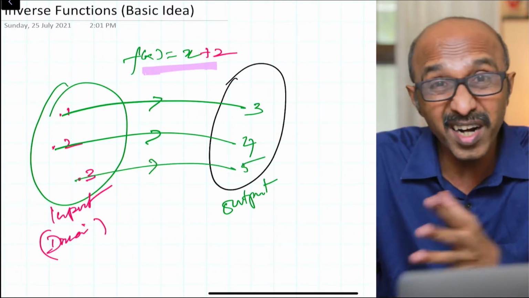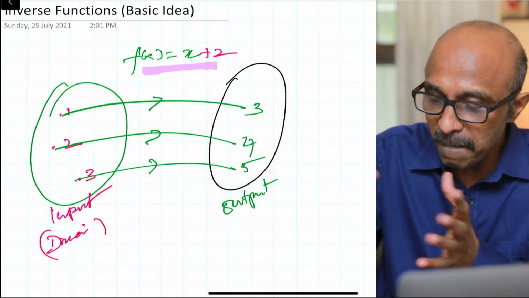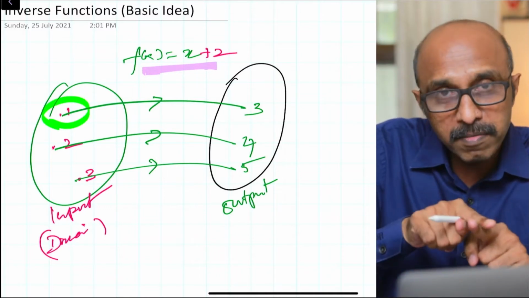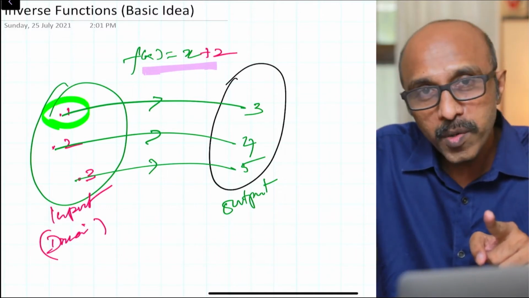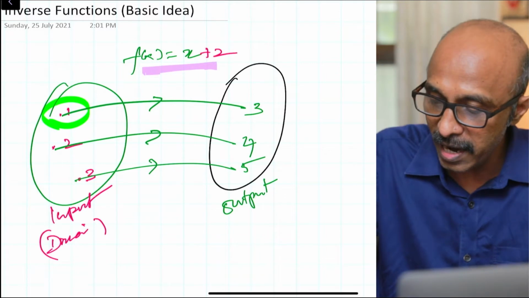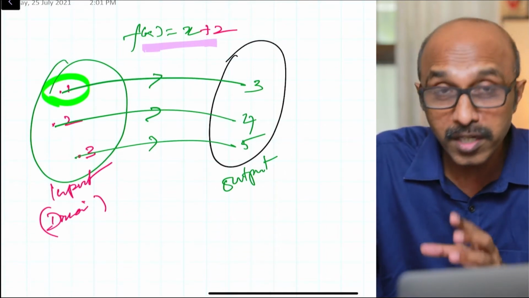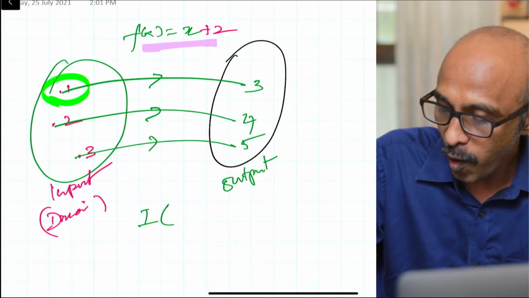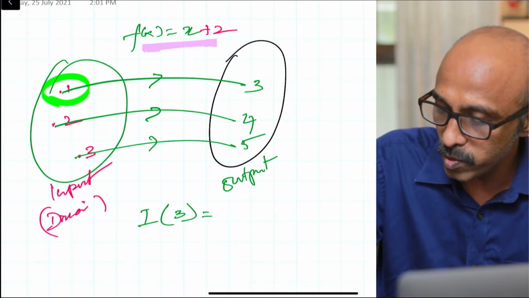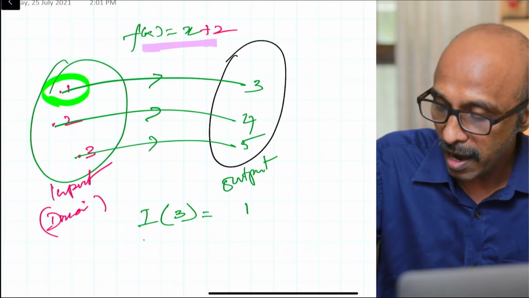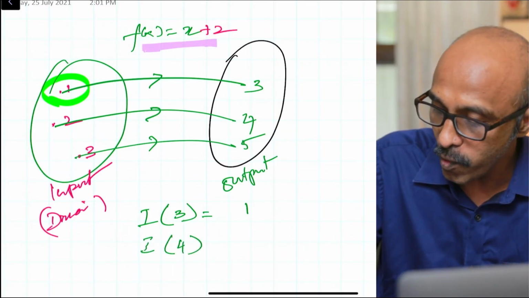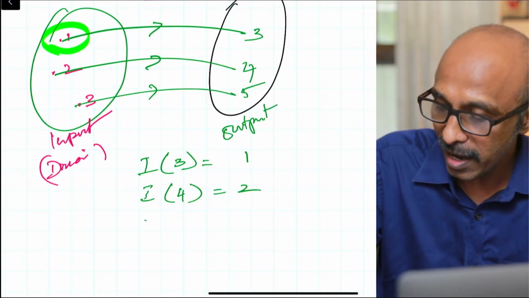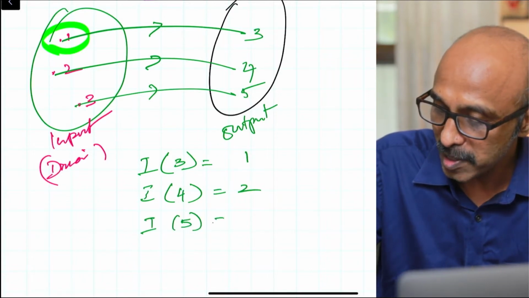Now, we want to undo. We want to come back to what we started off with. We started off with 1. Okay, 1 became 3. The only way to undo and come back to what we had would mean that we want a function. Let's just call it I. I of 3 must be equal to 1. I of 4 must be equal to 2. And I of 5 must be equal to 3.